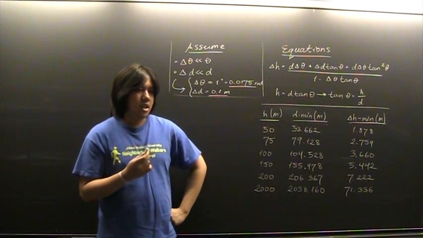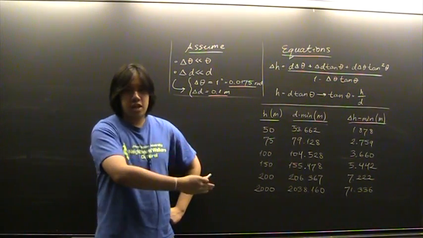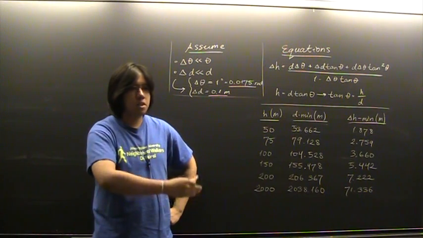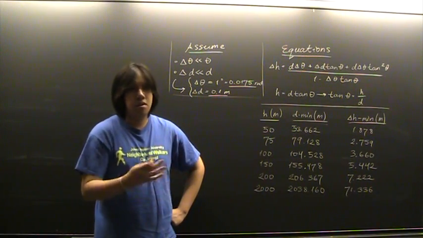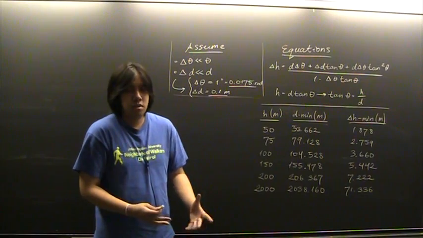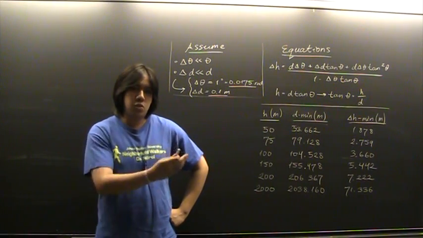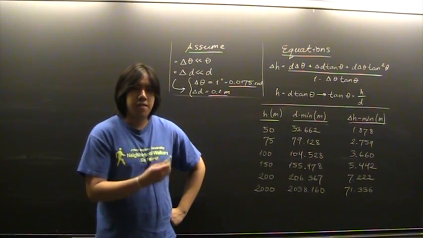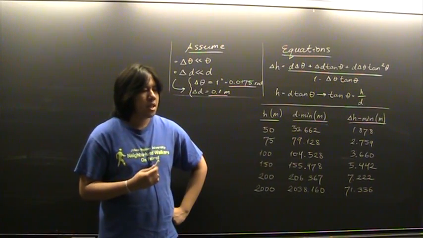And this is to say, okay, we can find delta h, but if we're given some parameters, delta d and delta theta, are errors that we just can't change, how far away from the object should we be so that we can measure the height of the object as accurately as possible?